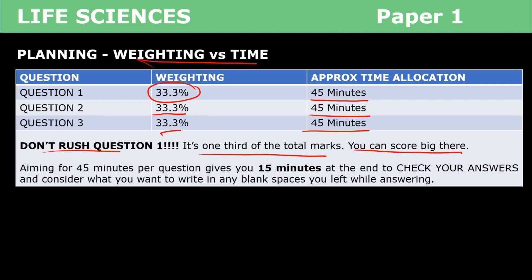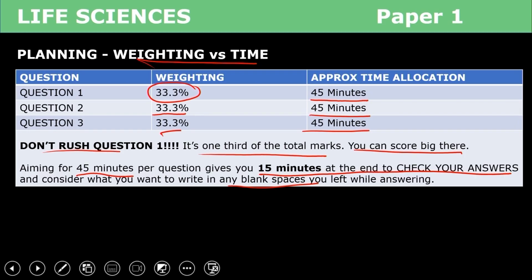So you must aim for 45 minutes per question, and this will give you 15 minutes at the end to check your answers, and consider what you want to write in any blank spaces that you left out while you were answering. So the strategy here is quite important: 45 minutes for question 1, and in a similar way, question 2 and question 3.